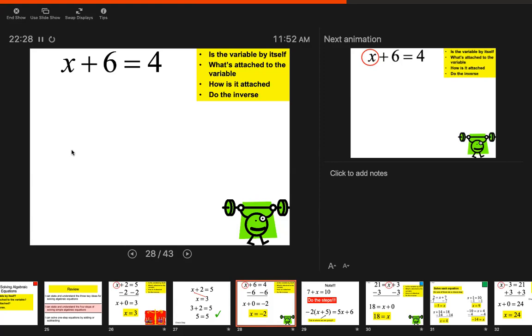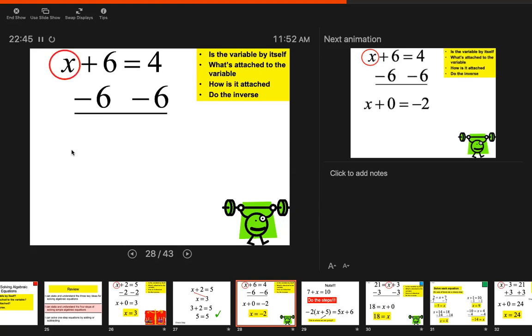Well, how do you get rid of addition? What's the inverse of addition? So what are we going to subtract from both sides? The thing that you're trying to get rid of. What are we trying to get rid of? 6. So what are we going to subtract from both sides? See what I did?